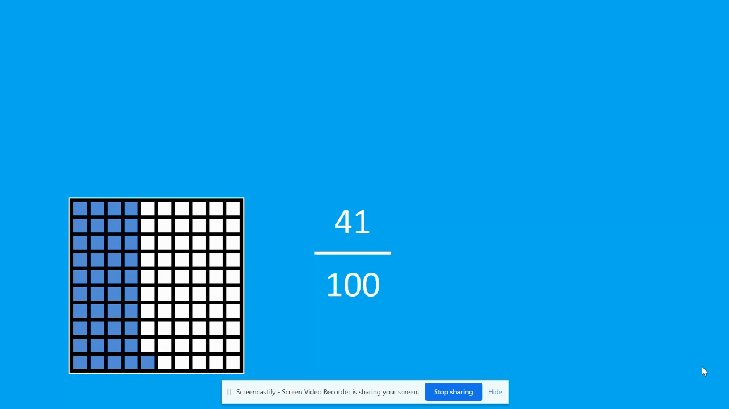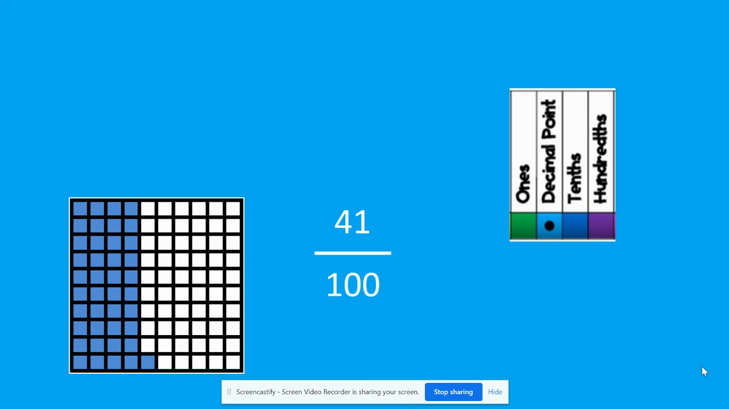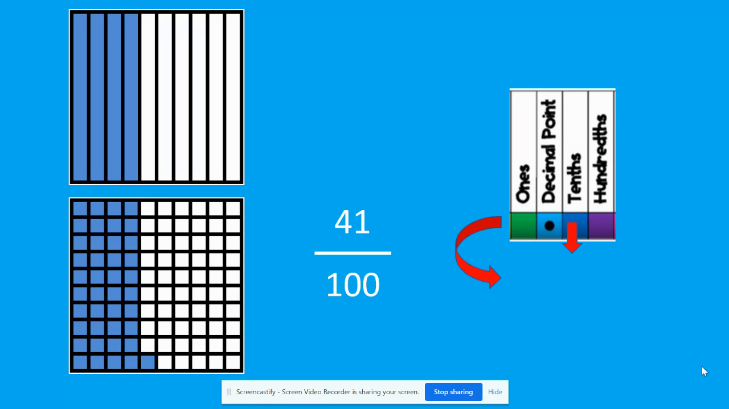Now, how would I write that as a decimal? Well, this time I need to have my hundredths place in my chart. So again, in my ones place, I have nothing because there are no one whole models shaded. In the tenths place, if I look at this model very carefully, I actually do have 4/10. If I had not broken up that model into 100 parts and just left it as 10 parts, I would have 4 columns shaded. And if you look at the top model and the bottom model, those 4 columns really are exactly the same thing. So in the tenths place, I would put a 4.